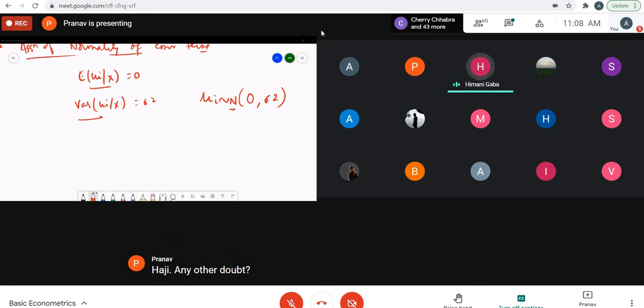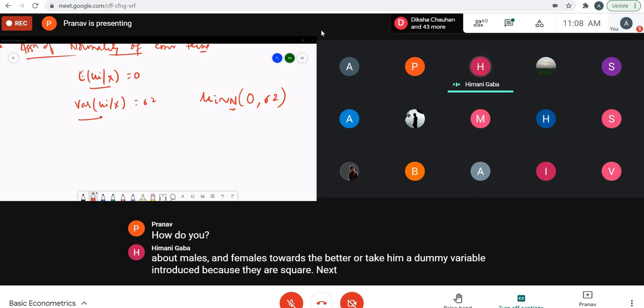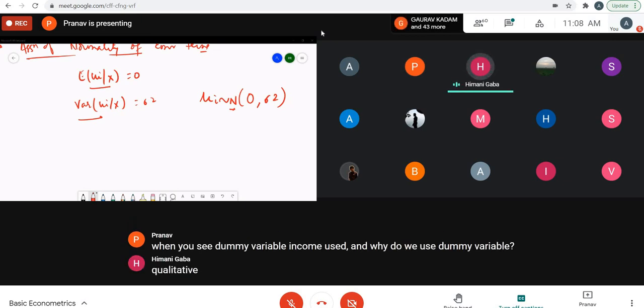सर जब हम मॉडल बनाते हैं, हाँ जी. तो उसमें let's say if we are studying about males and females, तो उसमें बेटर होता है कि हम dummy variable introduce कर दें या फिर उसको x1 x2 की तरह consider कर लें? When you see dummy variable हम कब use करते हैं? And why do we use dummy variable? क्वालिटेटिव के लिए जब कैटेगोरिकल भी होता है.